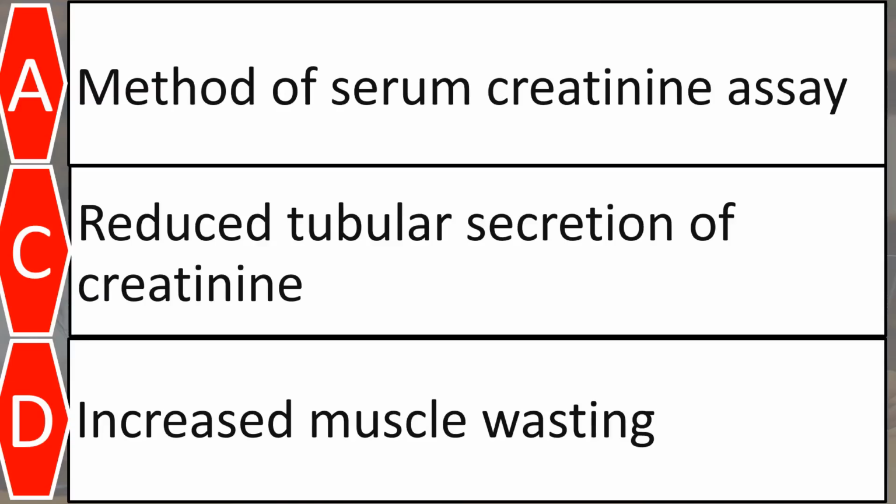Option C, reduced tubular secretion of creatinine. The kidneys have tiny tubes called tubules that help fine-tune what substances stay in the blood and what gets excreted as urine. Some creatinine is secreted directly into these tubules. ACE inhibitors like enalapril don't have a major impact on this particular process.